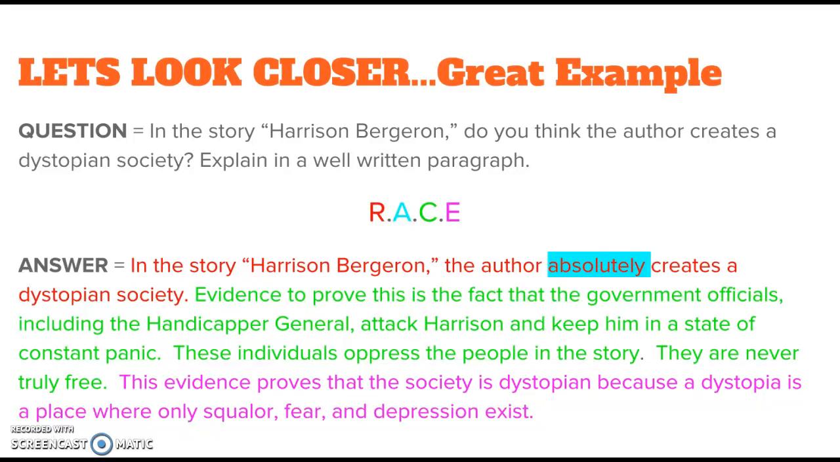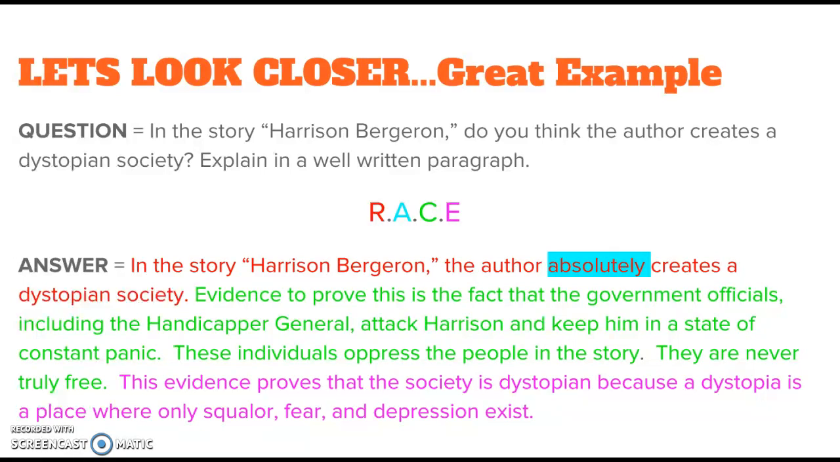They certainly restate the question. Look at the red. In the story Harrison Bergeron, the author absolutely creates a dystopian society. Now in this restatement of the question, they're taking that question above and reforming it into their first sentence. That's a restatement. Then they're actually answering in the restatement. They say absolutely. So I've highlighted that in blue for you. Absolutely. So they believe it is a dystopian society.